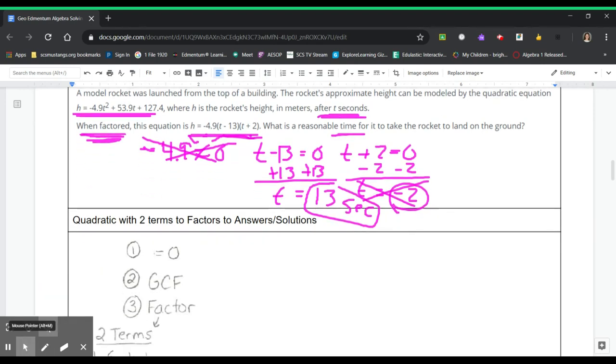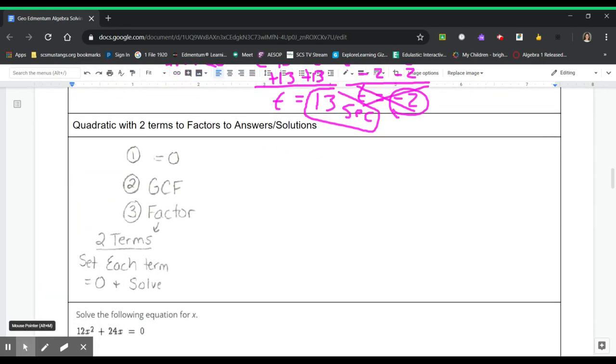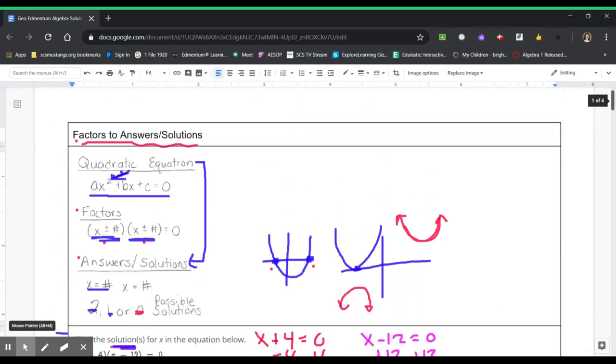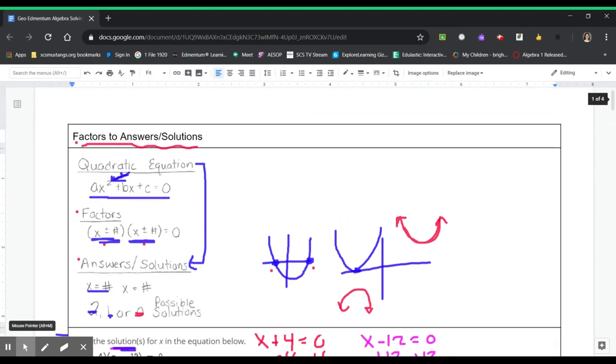All right, so the second type of problem that they could give you to solve is a quadratic that has two terms, and they want you to factor it and then move it to answers or solutions. So this is me referring to this table right here.